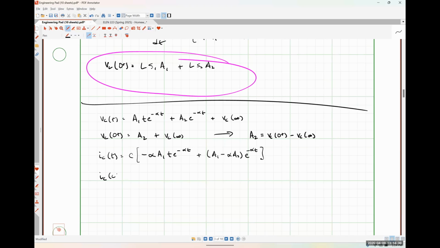So IC at 0 plus is going to be, that whole first term is going to go away because I have a t down here, and since it's 0, that guy dies. And so I'll just have C times A1 minus alpha A2 is equal to IC at 0 plus. Rearranging this and solving for A1, I would have A1 is equal to IC at 0 plus C alpha A2, all divided by C.